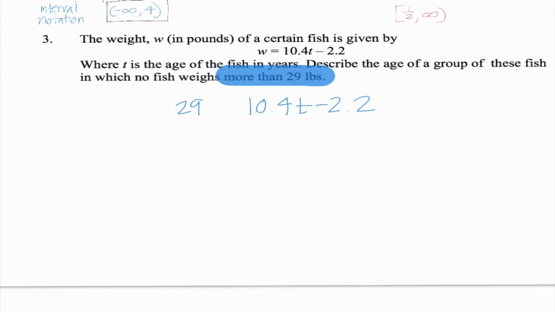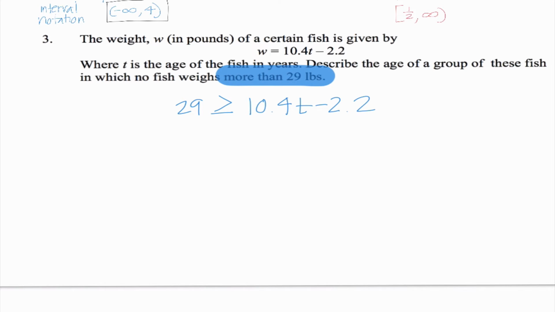And I'm just going to think for a second, okay? If this is the weight and this is the actual fish, is it okay if these fish weigh more than 29 pounds? And it's not, because it says no fish weighs more than 29 pounds. So I know that the inequality cannot be opening up to the weight of the fish here. It can be equal because 29 pounds is not more than 29 pounds, and it can be less than 29 pounds as well.